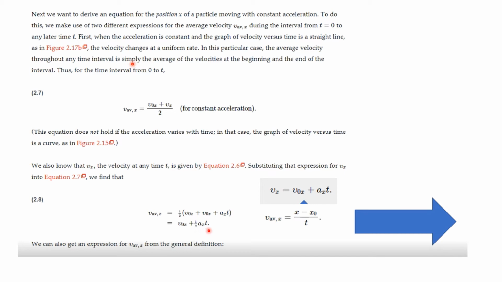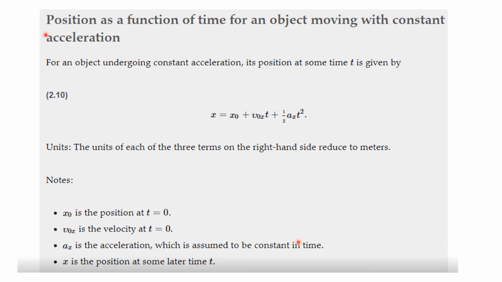ax t. But the average velocity in the x direction is also x minus x0 over t. That was from the prior lecture. So if we put x minus x0 over t here, we can solve for x, and we will get position as a function of time for an object moving with constant acceleration.